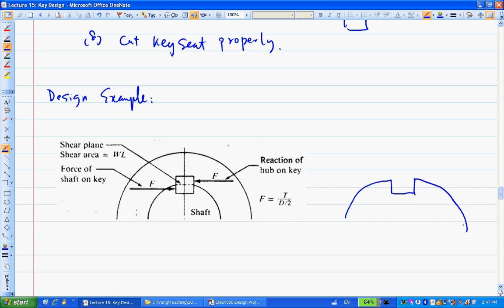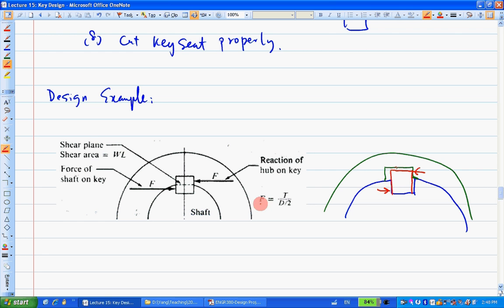So let's say this is a shaft, the key seat, then the hub, the key seat. The cup is actually somewhere here, the top portion of the hub. And the key is probably sitting like this. Then you have a force here and here, because the torque is transmitting. There's a slight gap here, and there's also a very little gap at the top.